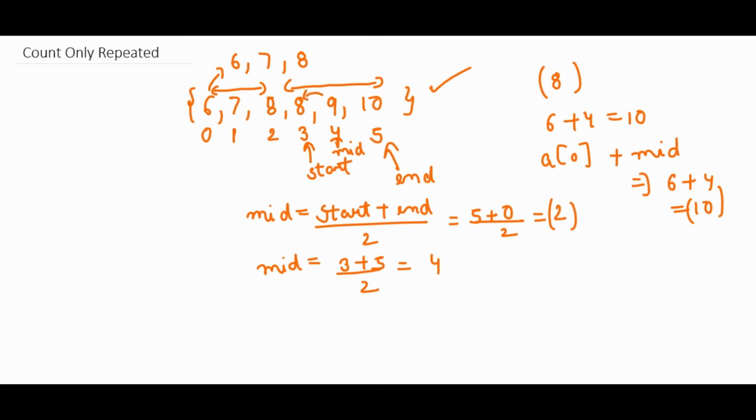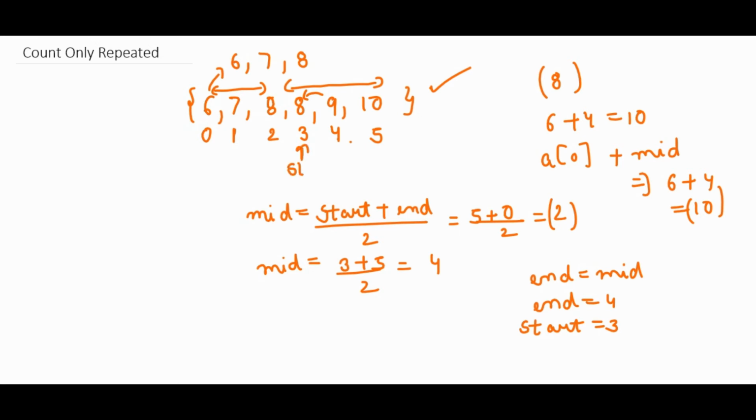Okay, that means our end pointer should shift now. Now our end pointer will point at the mid. Okay, so now our end pointer will be equal to mid, that is, and will point at 4, and our start will remain at the same position, which is 3. So let's erase it a little bit. And so what is the situation right now? Our start is at here, our end is at here.